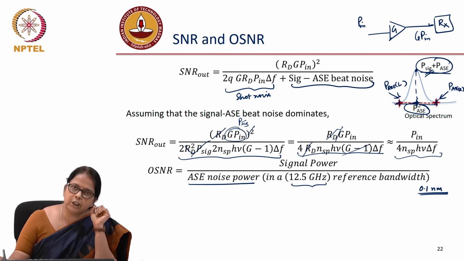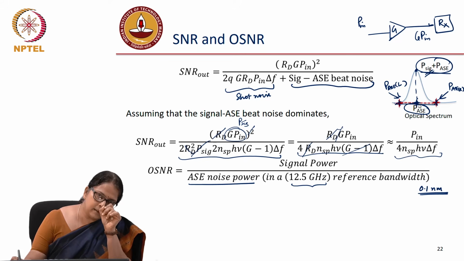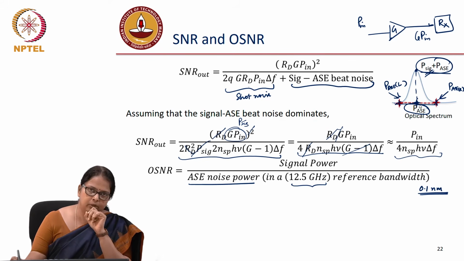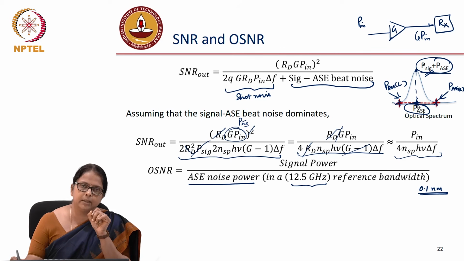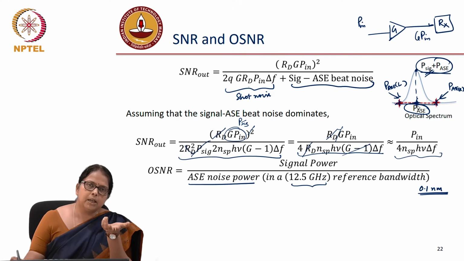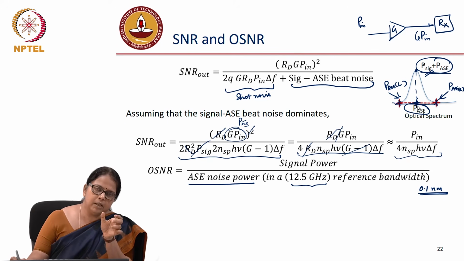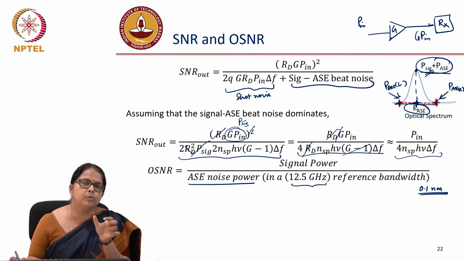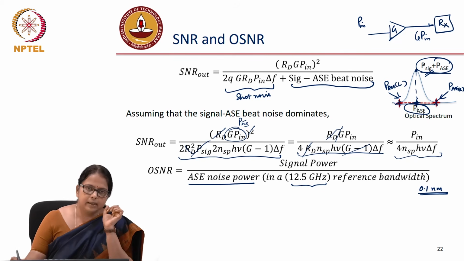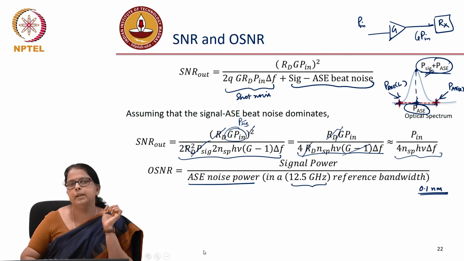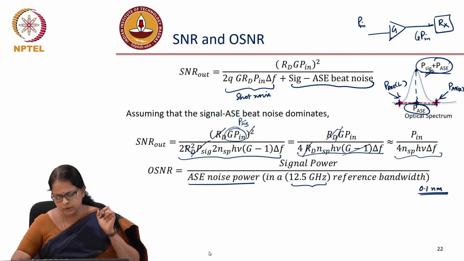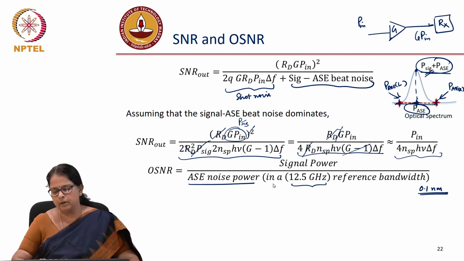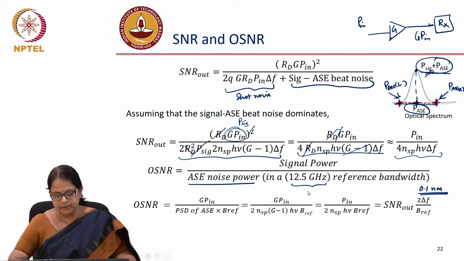But you cannot measure it more accurately than the resolution bandwidth of the instrument. The resolution bandwidth of the traditional OSAs, optical spectrum analyzers, used to be 0.1 nanometer. So you always measure the amplified spontaneous emission within 0.1 nanometer or 12.5 gigahertz. That's why this reference bandwidth turned out to be 12.5 gigahertz. So it is signal power divided by noise power in a 12.5 gigahertz reference bandwidth.